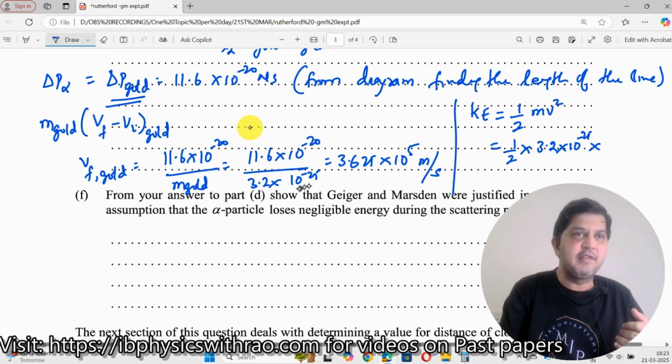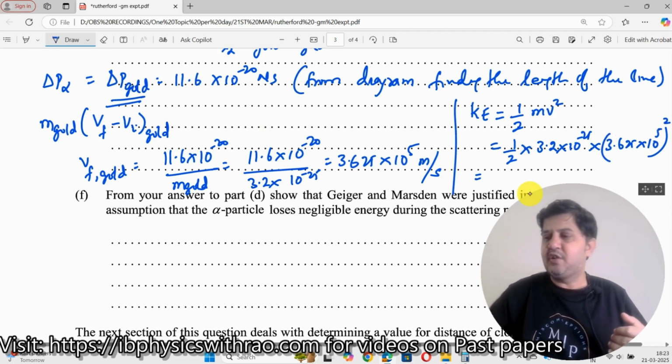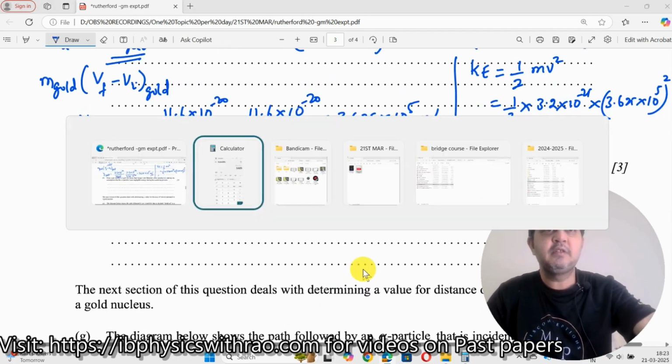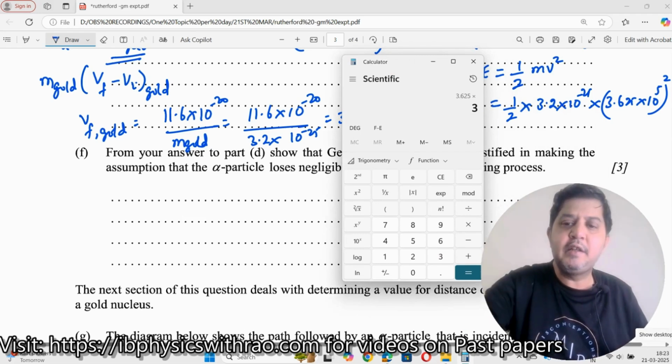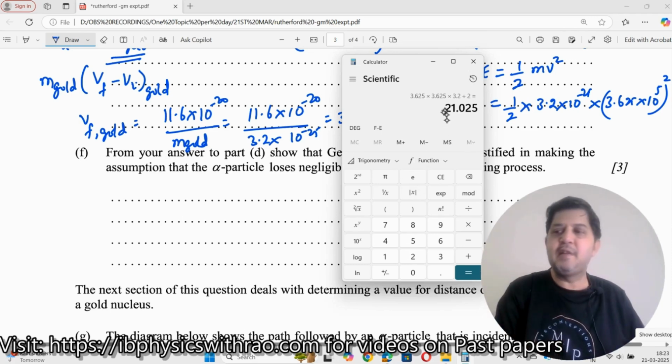Now V gold, what is V gold? Sorry, 3.625 into 10 to the power of plus 5, the whole square, which should now be equal to, how much is it? 3.625 into 3.625 multiplied by 3.2 divided by 2. I get this as 21.025.